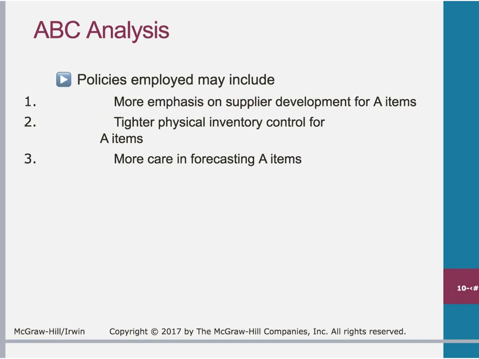So here for A SKUs, you want to focus on having a better supplier relationship to ensure there's no disruption in your service or supply. You want to have tighter physical inventory control on A's, meaning you might carry a little bit more inventory. And you want to do a better job at forecasting A SKUs, because you want to get the forecast right to ensure you have the right amount of product and right amount of inventory at all times.